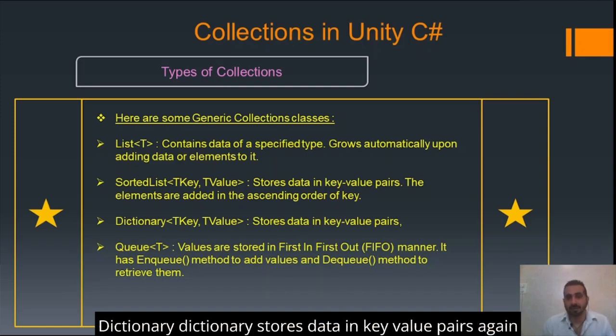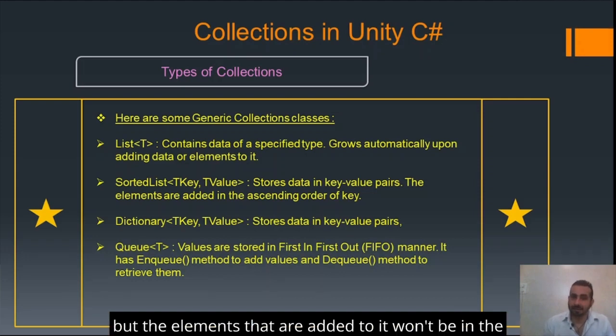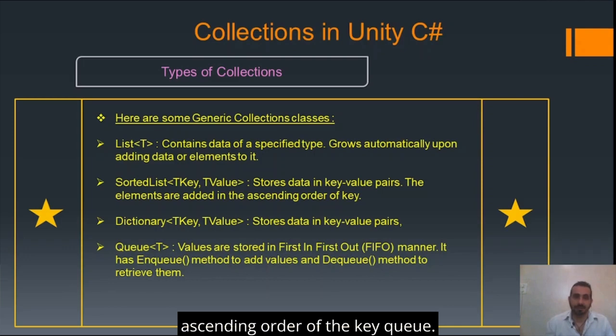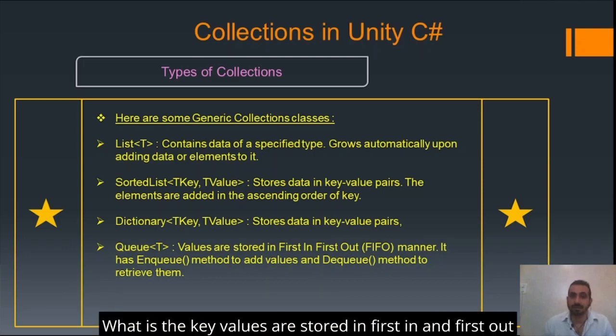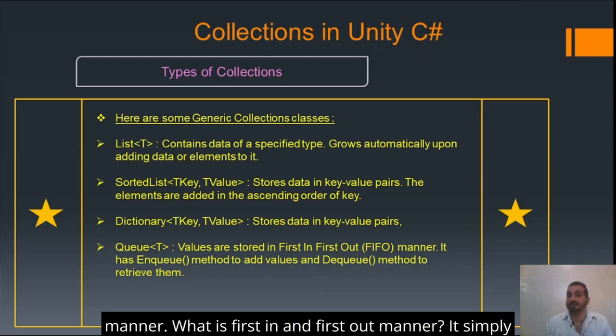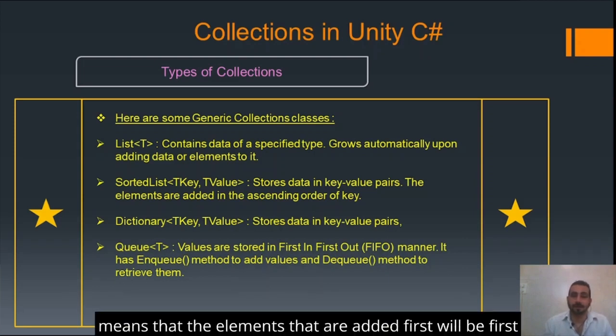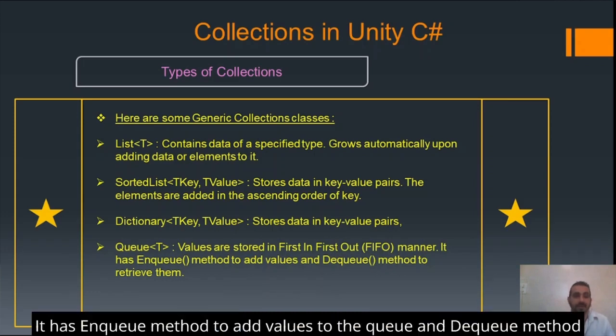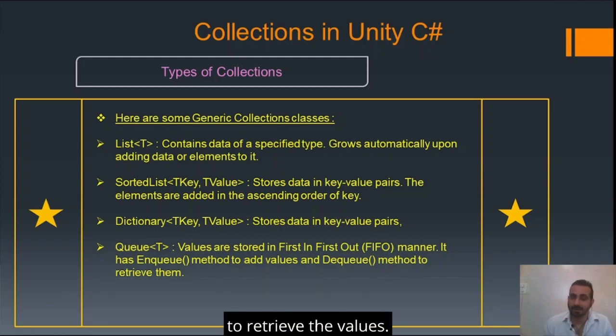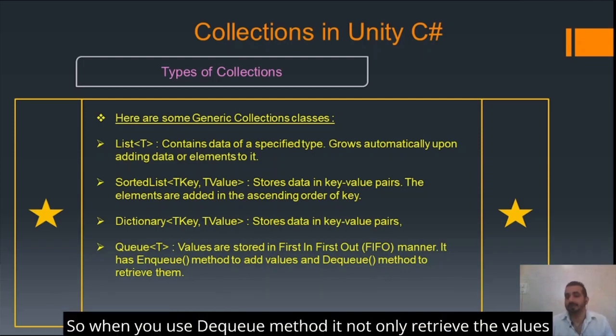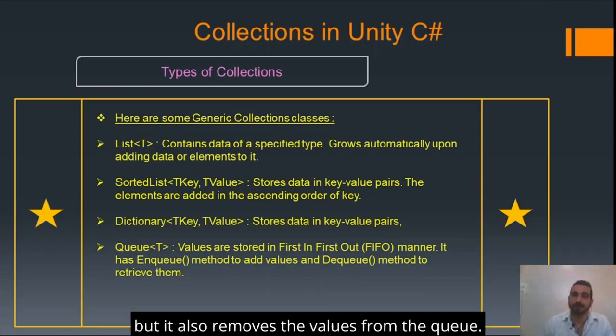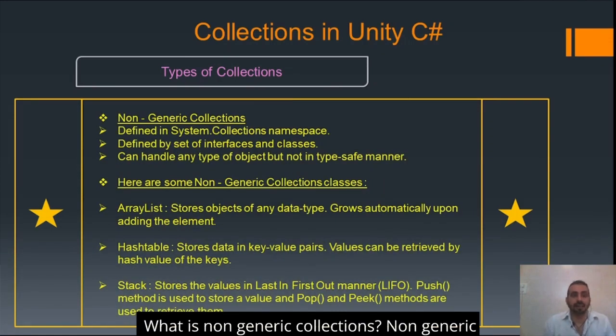Dictionary. Dictionary stores data in key value pairs again, but the elements that are added to it won't be in the ascending order of the key. Queue. What is a queue? Values are stored in first in and first out manner. What is first in and first out manner? It simply means that the elements that are added first will be first to be retrieved. It has enqueue method to add values to the queue and dequeue method to retrieve the values. So when you use dequeue method, it not only retrieves the values, but it also removes the values from the queue.